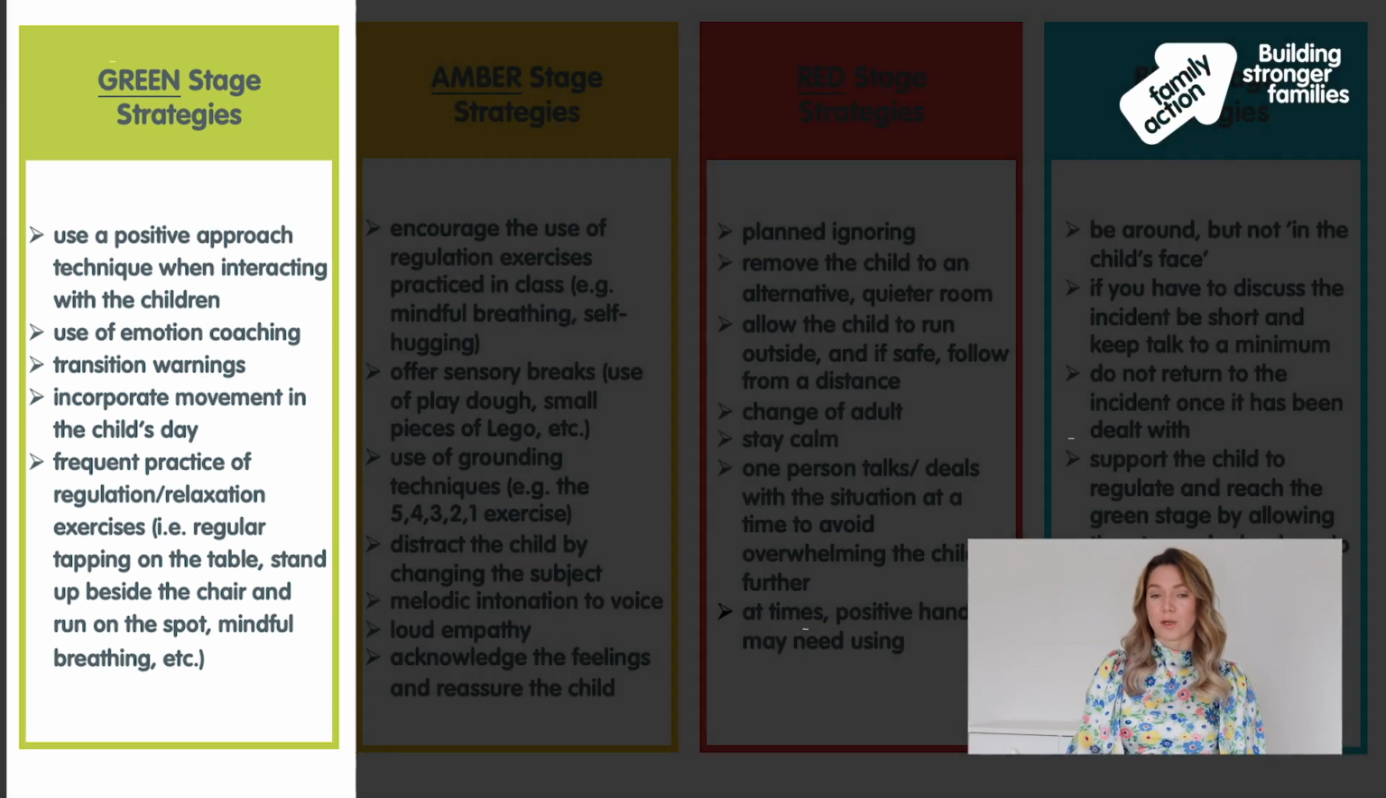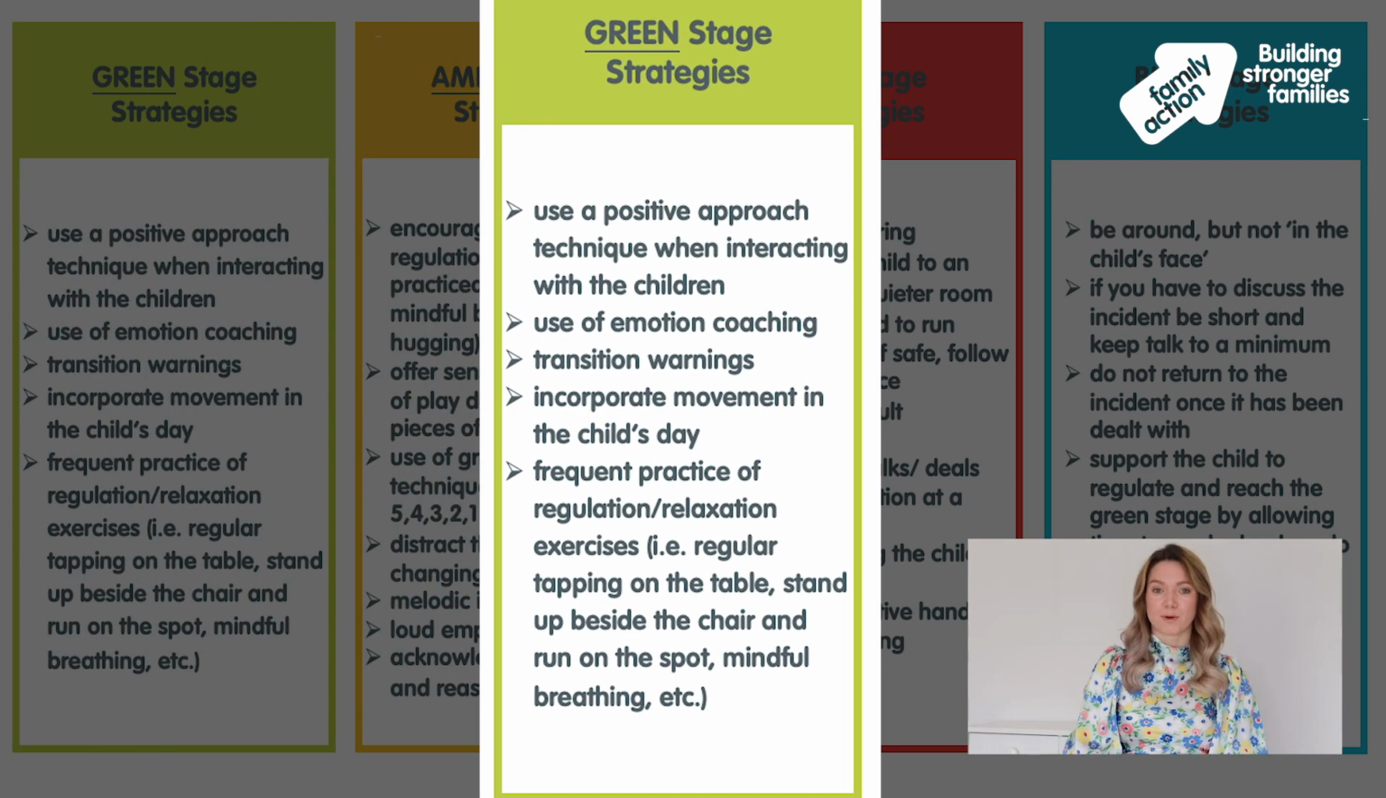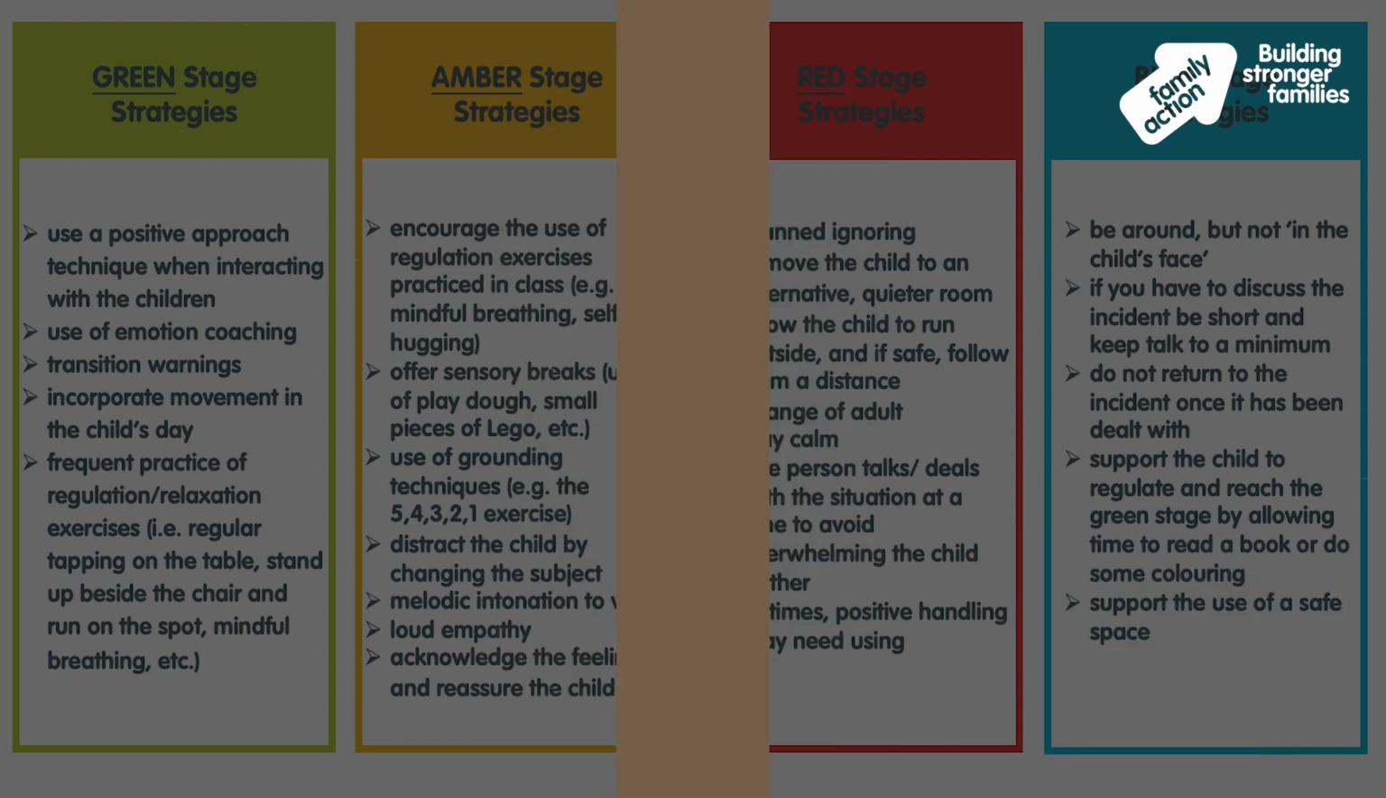Strategies in the green stage are what we call proactive strategies. It refers to the strategies we put in place to reduce the likelihood of behavior that challenges from happening. These strategies you can embed in your practice to support classroom regulation and teach children essential regulation skills. These include using a positive approach technique when interacting with children, use emotion coaching, making sure you give transition warnings. It is also very important to add movement in a child's day. So in between every cognitive task, we would add a movement or a sensory break. And last but not least, frequent practice of regulation exercises.